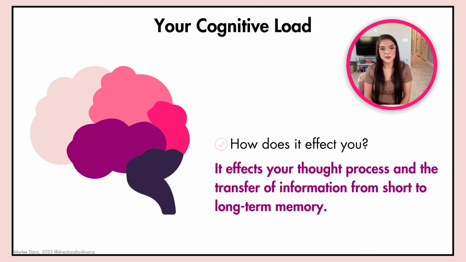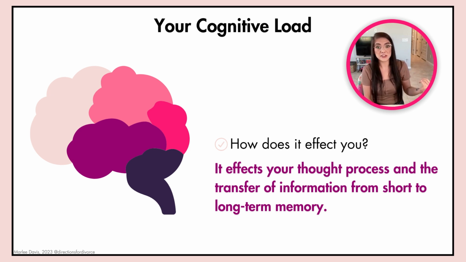Your cognitive load affects your decision making skills and also your ability to retain information and transfer it from your short term to your working to your long term memory. A lot of the time you'll notice that when you're going through traumatic events in your life, you don't really retain a lot of what's going on around you, because you're in survival mode. Your brain is trying to keep you alive instead of retaining memories from what's going on around you.